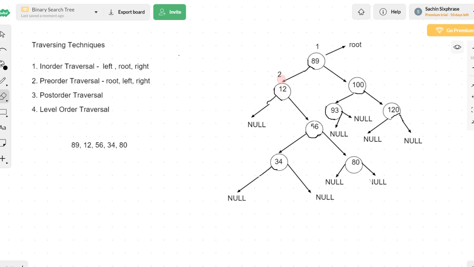Coming to 12, root left right completed. Again from 12 you have to move to root. Coming to root, left is completed. Now it is time to do the right.